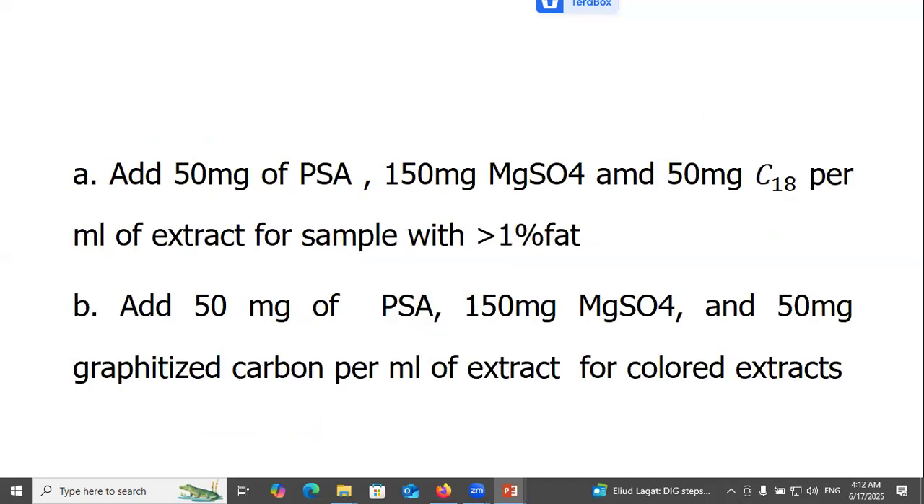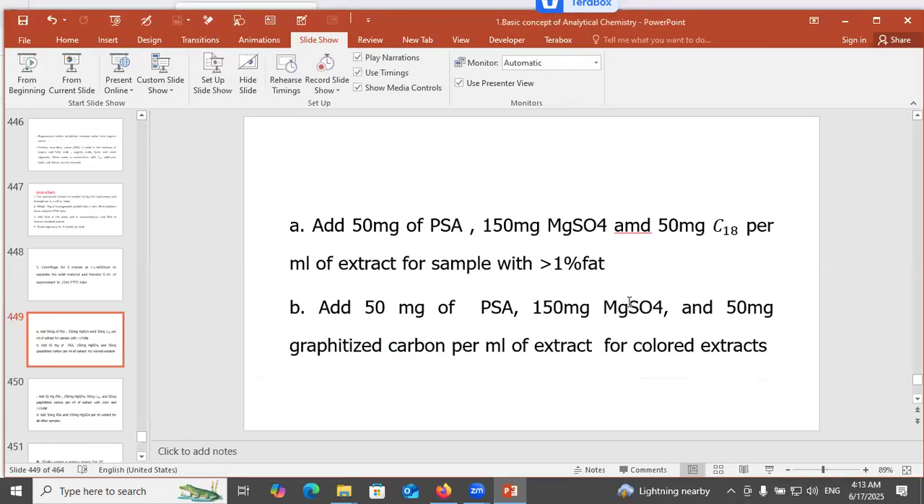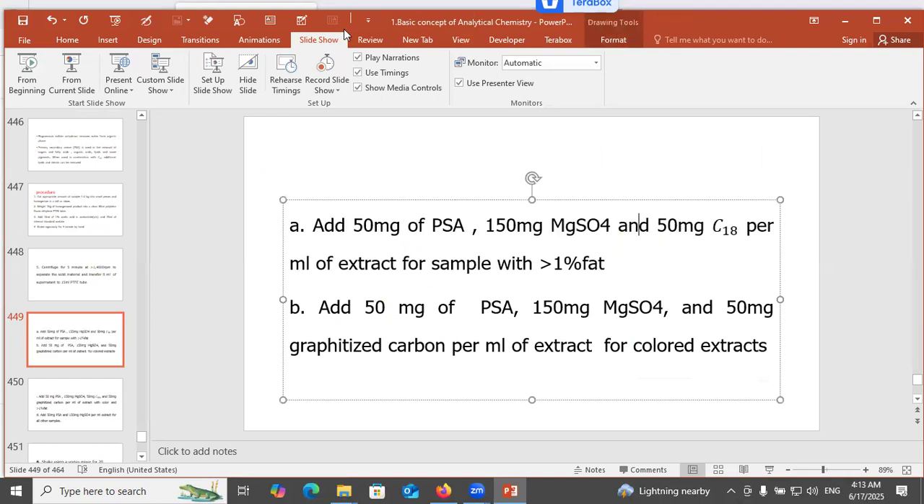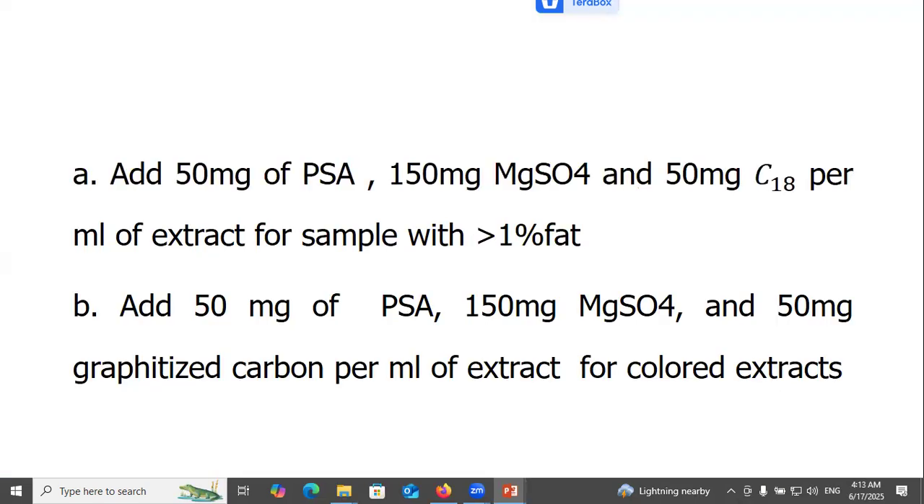Add 50 mg of PSA, 150 mg of magnesium sulfate, and 50 mg of C18 per ml of extract for samples with greater than 1% fat. Add 50 mg of PSA, 150 mg of magnesium sulfate, and 50 mg of graphitized carbon per ml of extract for colored extracts.